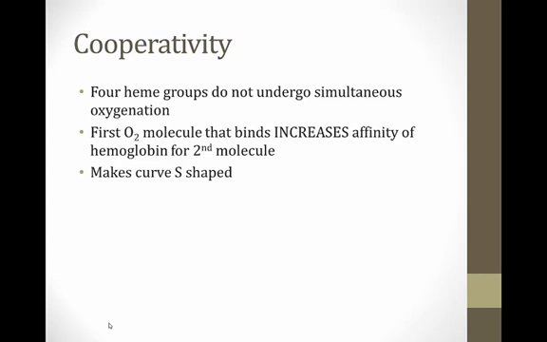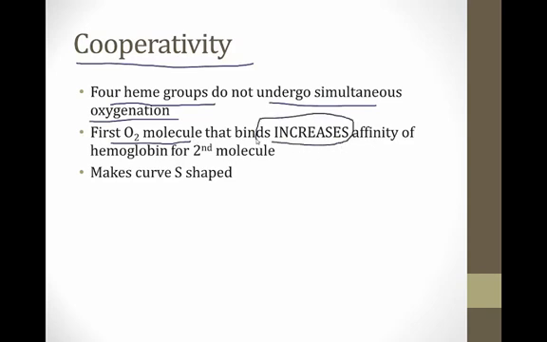The reason for that S shape is because of a phenomenon called cooperativity. The four heme groups in the hemoglobin molecule do not undergo simultaneous oxygenation. The first oxygen molecule that binds increases the affinity of hemoglobin for the second molecule, and it makes the S-shaped curve. In other words, oxygen molecules begin to bind at one rate at a relatively modest slope, and then the slope increases because of cooperativity, and then you start to reach the top and it starts to plateau out, and this gives it the S-shaped curve.